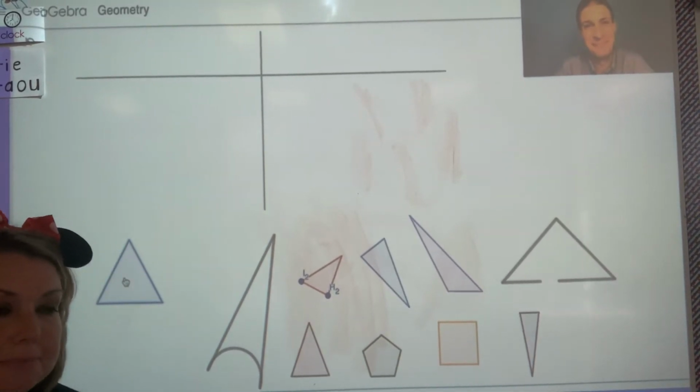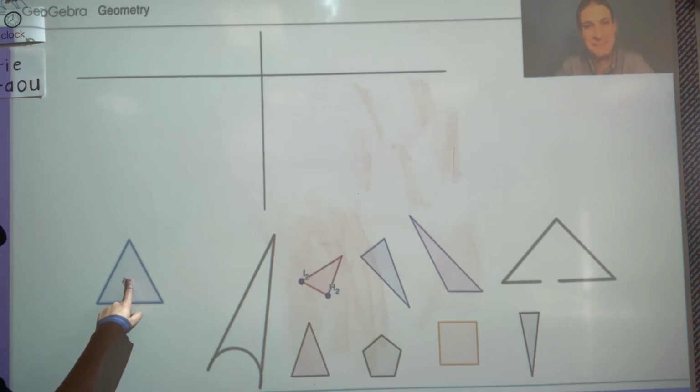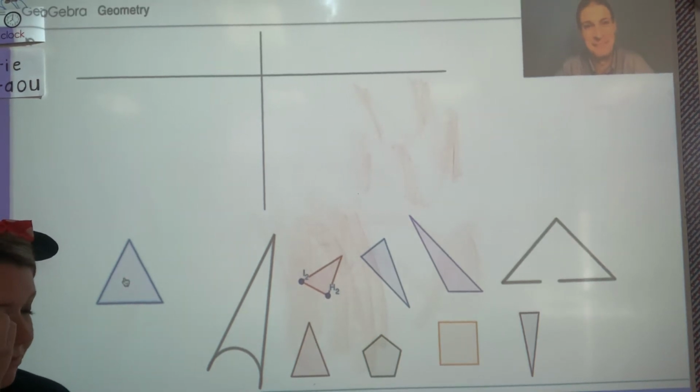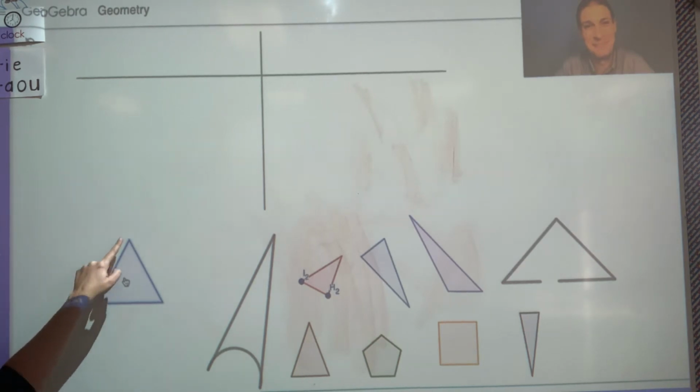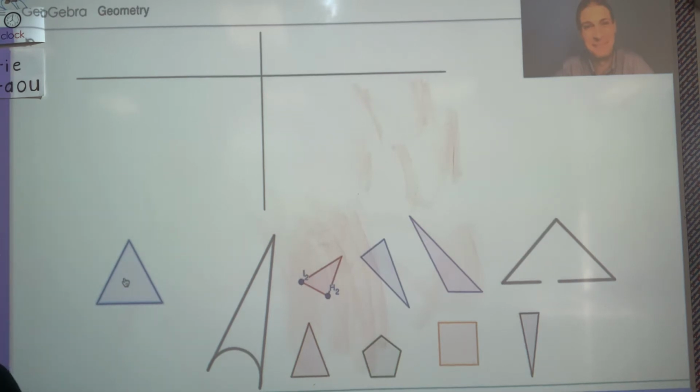Elliot, what do you notice about this blue shape? It has 2 straight lines. It actually, you're right, but it has 1, 2, 3 straight lines. Let's see.